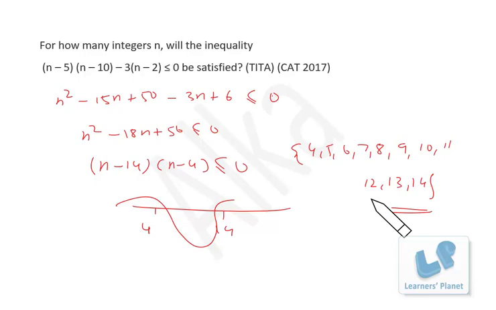Okay, so how many integers are there? 11. Okay, so if you know this concept, within 30 seconds you can answer this problem, right? Very easily, very quickly, very confidently, because this will never be wrong if you are clear. So in all there are 11 integers, or n can take 11 values for which this expression is less than or equal to 0. Since here we have less than or equal to 0, I have included 4 and 14, both of them. Okay.